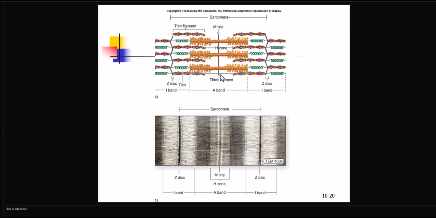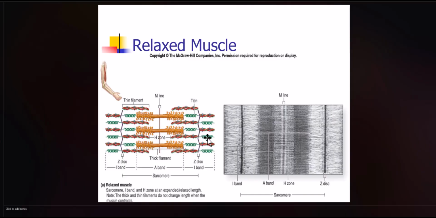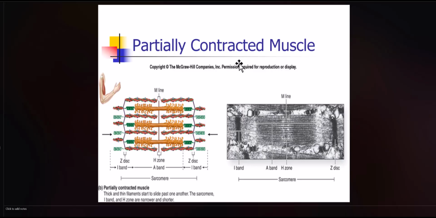Well, what happens when this now begins to contract? So in relaxed muscle, under the microscope, you would see this. Again, the actins and myosins are slightly overlapped. But as that muscle begins to contract, you see that the filaments are sliding over each other. As the filaments slide over each other, there's going to be even more dark areas because of the increased overlapping of the actins and myosins.